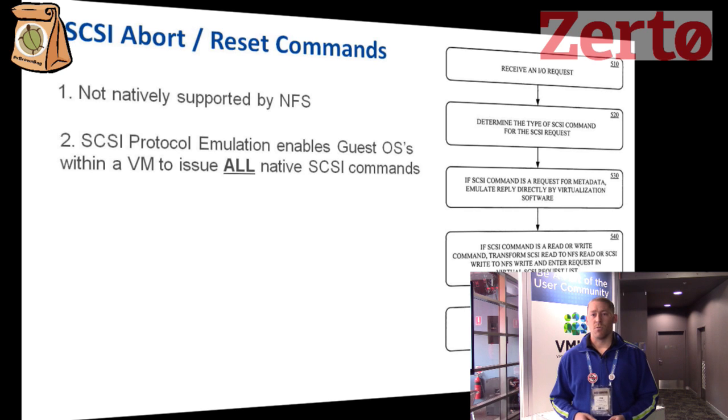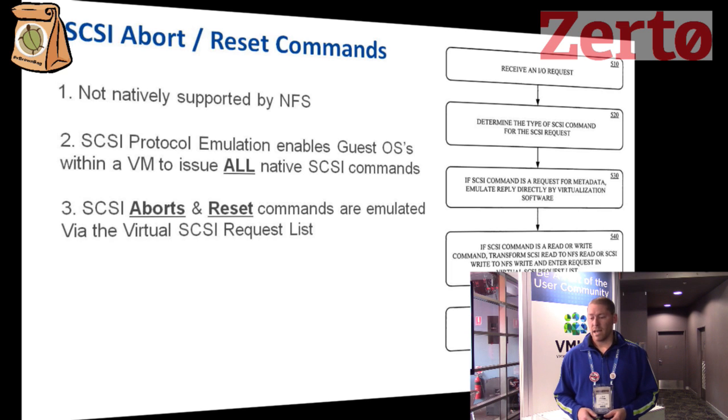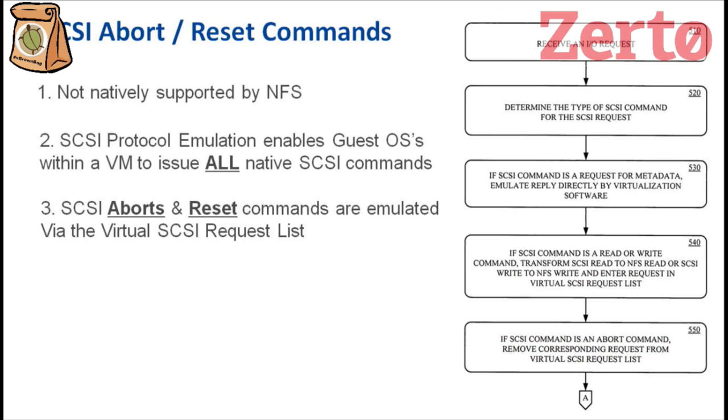Now, what we can see on the right of the slide is showing how this process works. An I/O is received by the hypervisor. It's determined what type of command that is. And then down the bottom we can see if the SCSI command is a read or a write, it's translated to the NFS equivalent. If it's not a SCSI read or write, it's a SCSI abort, so it can't be translated directly. This process is done by the virtual SCSI request list. The SCSI command is put into a request list. If it's an abort or a reset, the emulation process simply drops that from the request list, therefore emulating a SCSI reset.